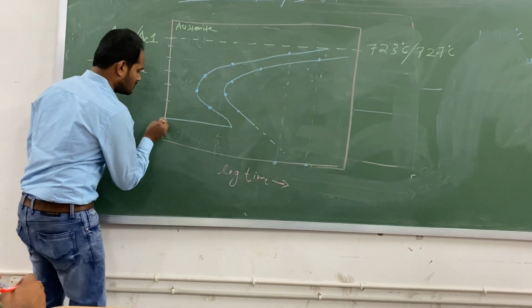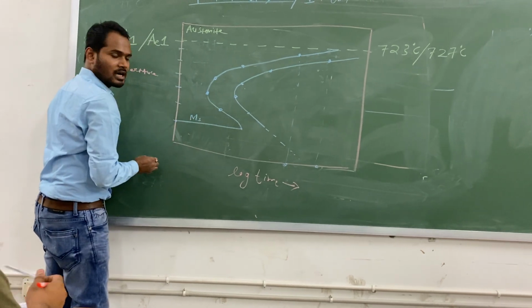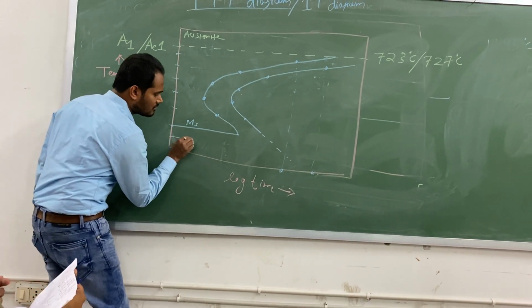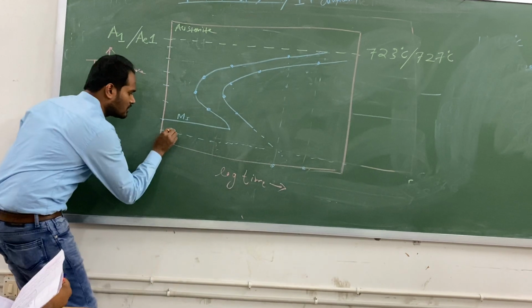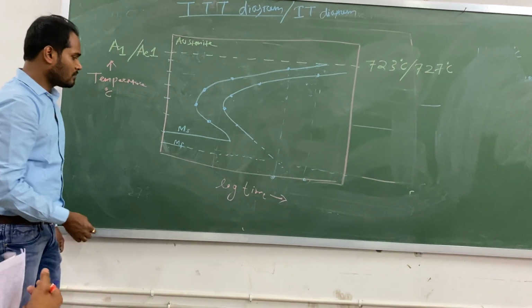This line is called Ms. Ms means Martensite start temperature. Then you will be having another line. This is called Mf, Martensite finish temperature. Is it okay?